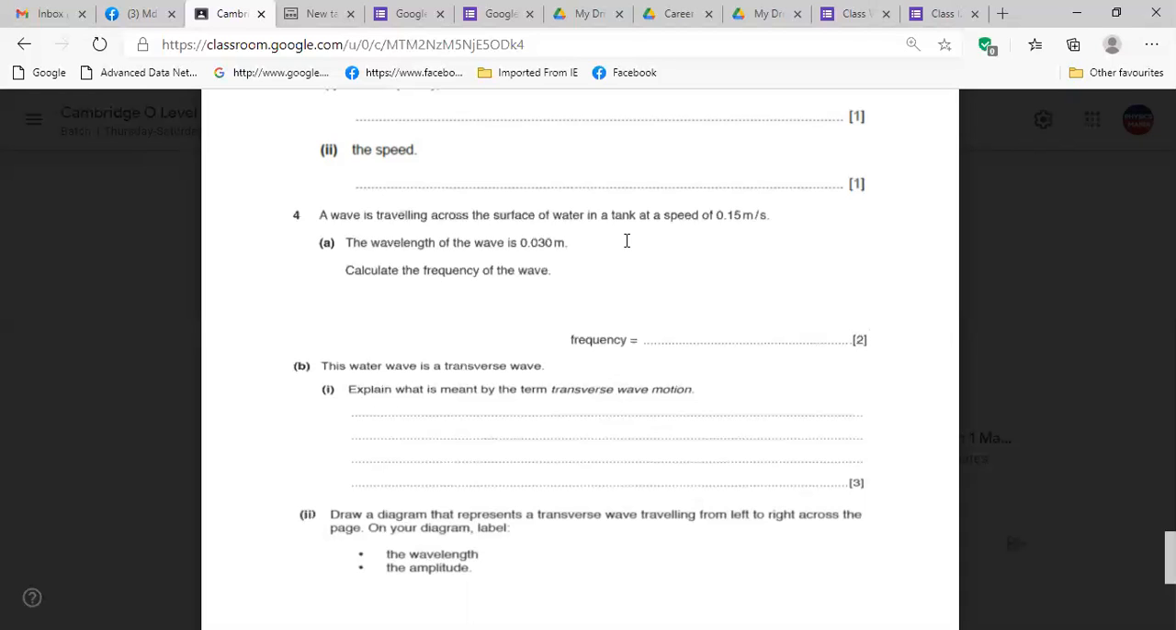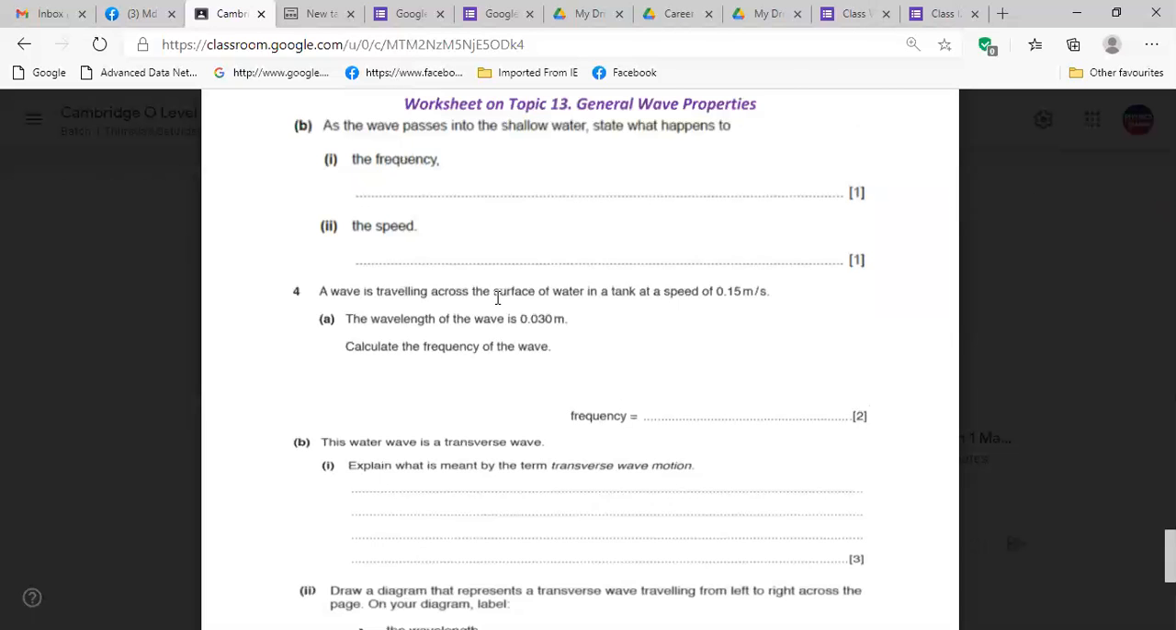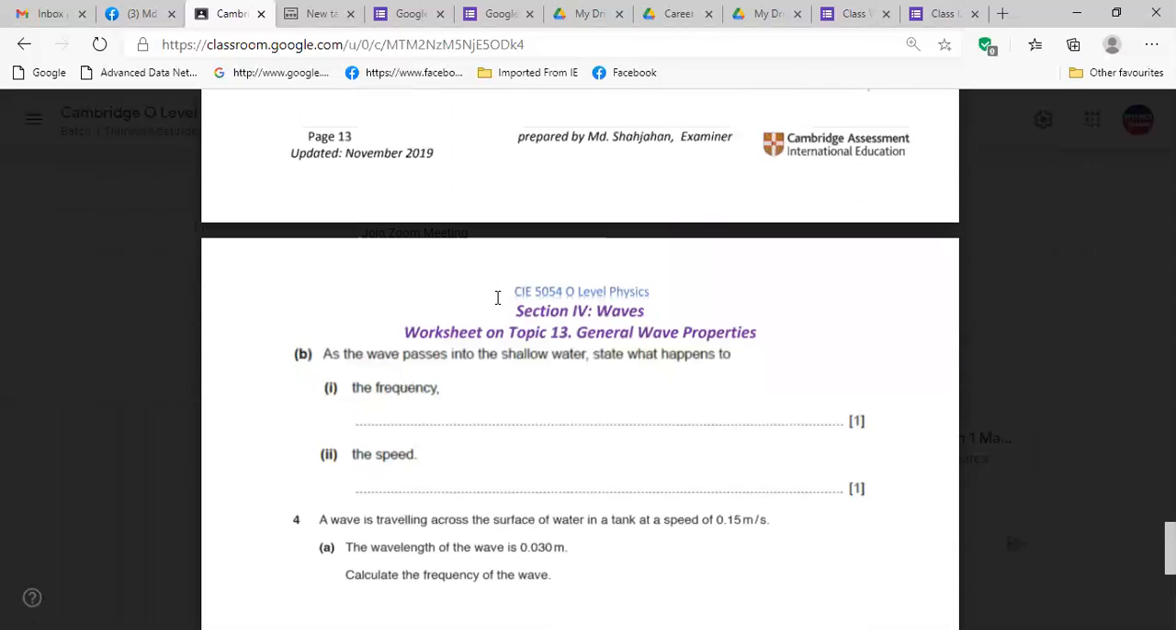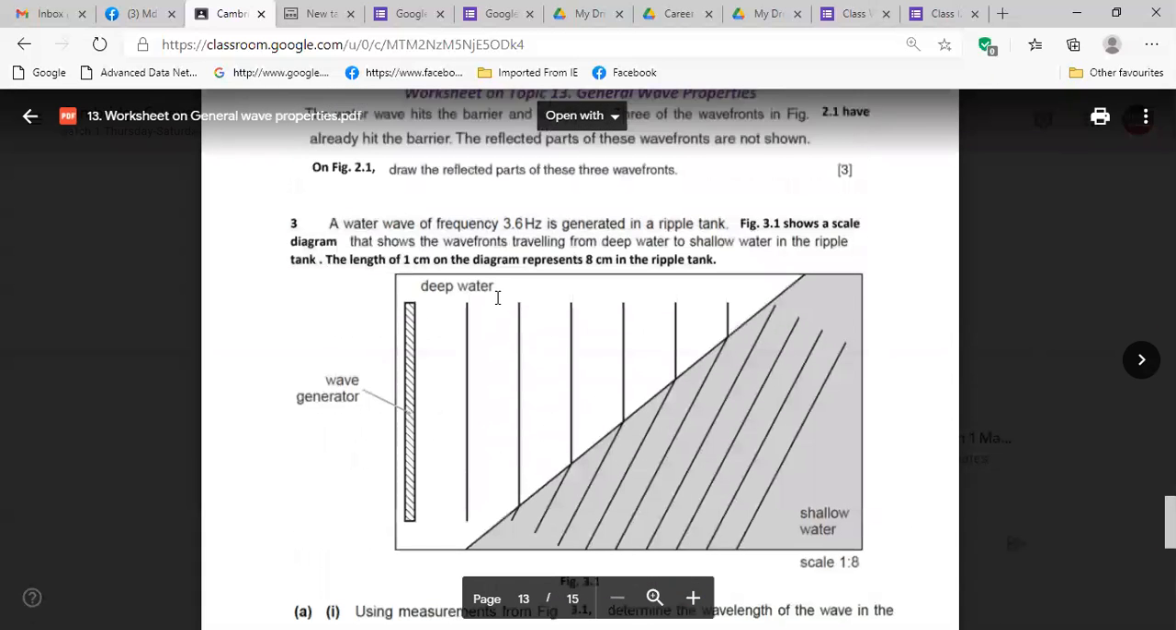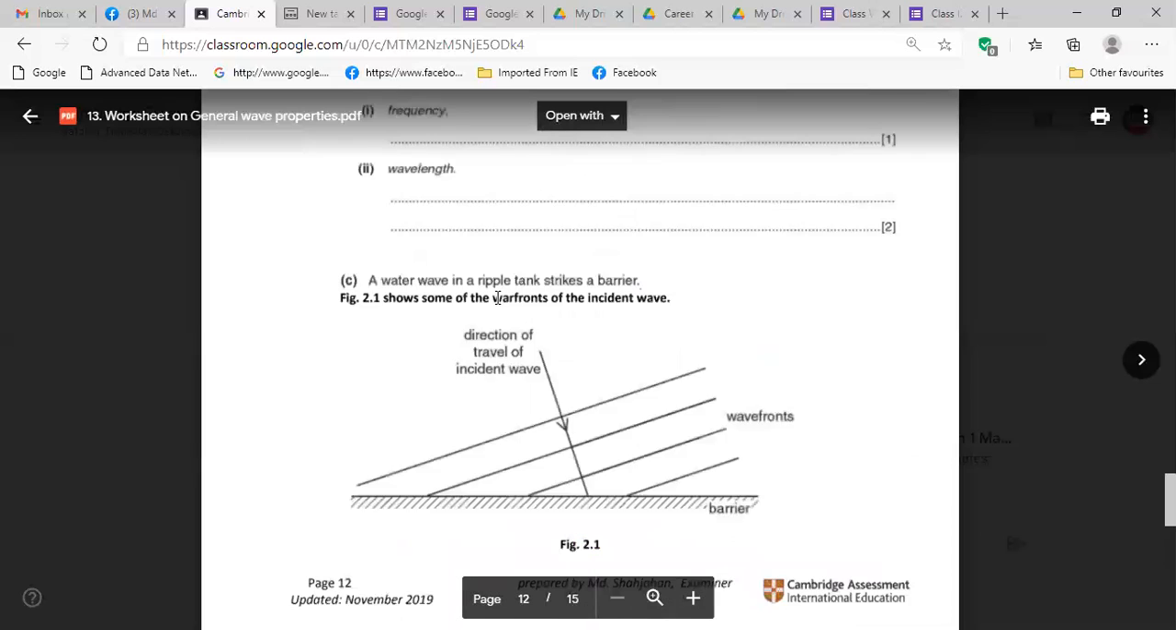So are you doing this one or the other one? I was doing the other one, didn't see it. Okay, that's why. So we are now talking about 4A. The answer should be 5 hertz. Okay, so it was also an easy question, right? Yes, sir. Now we have this one. This question is very easy also.